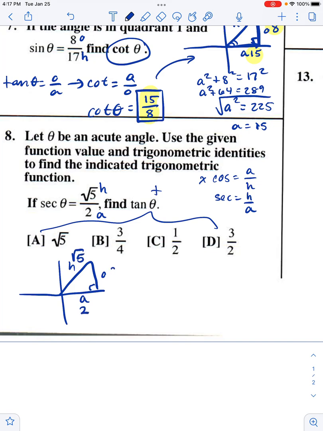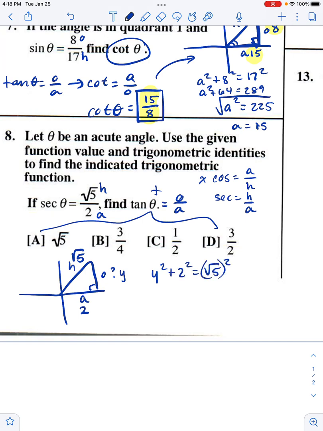So this is the hypotenuse, this is the adjacent, and this is the one I don't know. And I actually need it because they're asking for tangent, which is opposite over adjacent. So let's find it. I don't want to call it O, or I'll think it's a 0 and be really confused, so I'm going to call it Y.